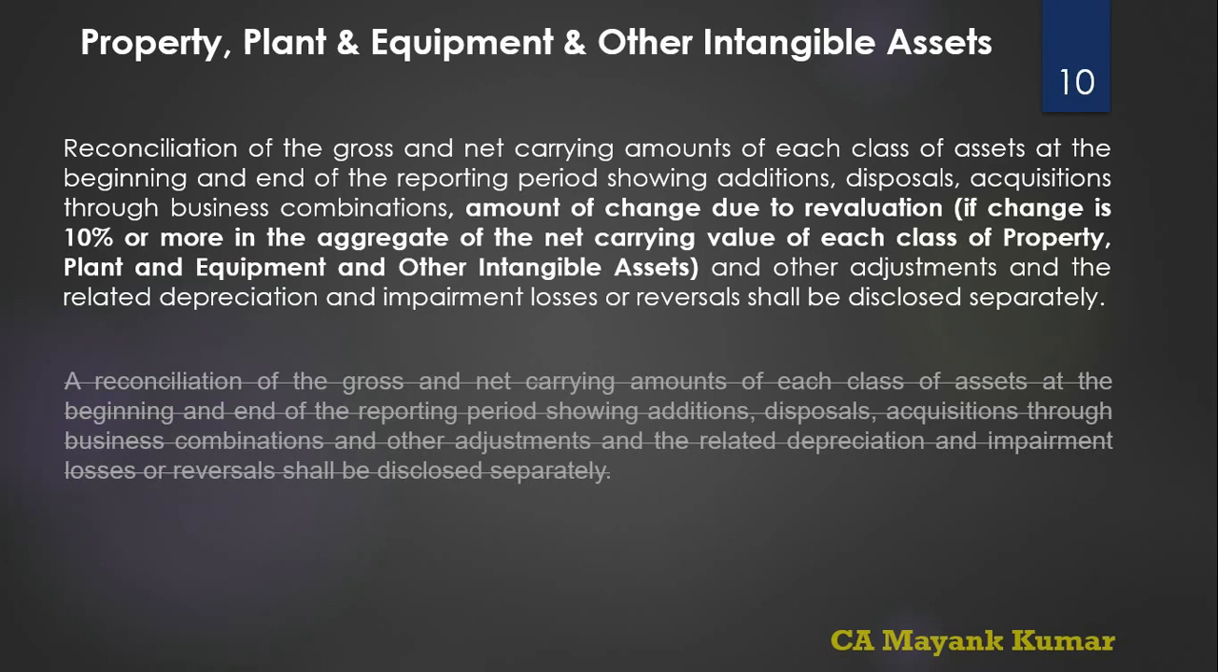Now let's come to the non-current assets. We all know that we provide a reconciliation of the gross and net carrying amount of each class of assets at the beginning and at the end of the period, showing the additions, disposals, acquisitions through business combinations, and the adjustments of depreciation, impairment, or reversal thereof. But now an additional requirement has been brought by the amendment, which requires the company to show the changes made due to revaluation, if such change is 10% or more, either upward or downward revaluation, of the net carrying value of property, plant and equipment and other intangible assets.